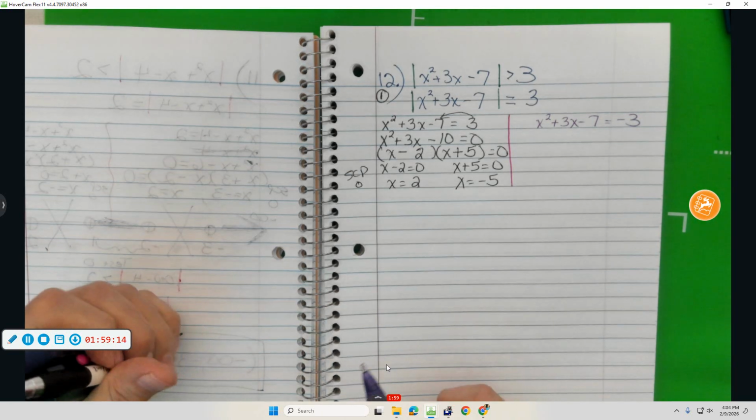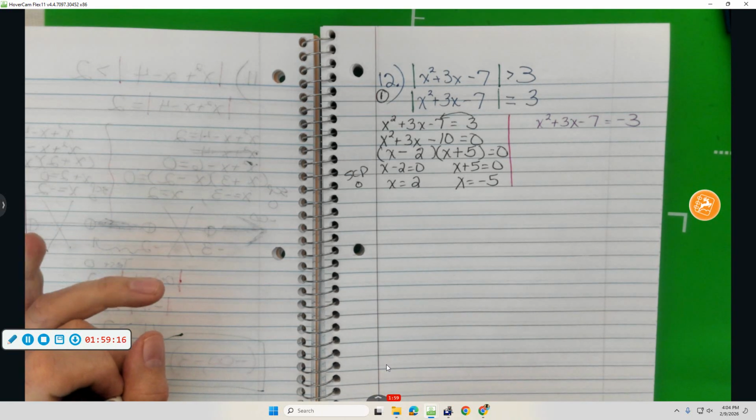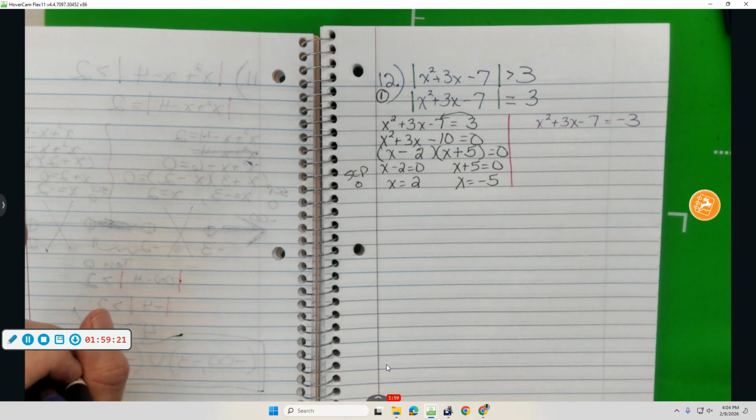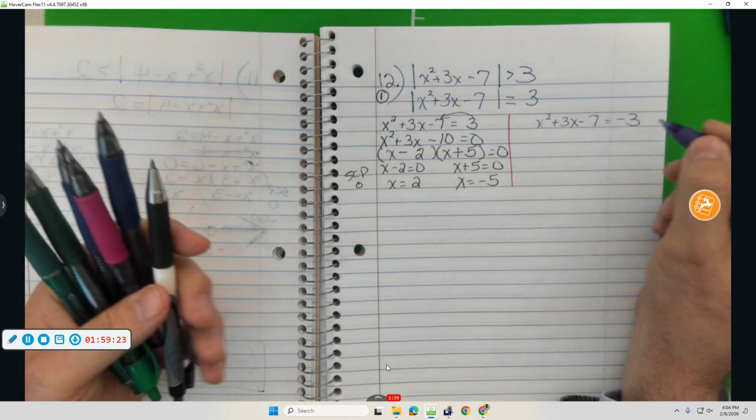Now doing the equal negative 3. Notice, with my method, you don't draw a number line yet. You get all the cut points first. I should say our method.